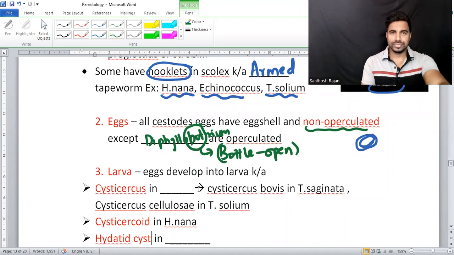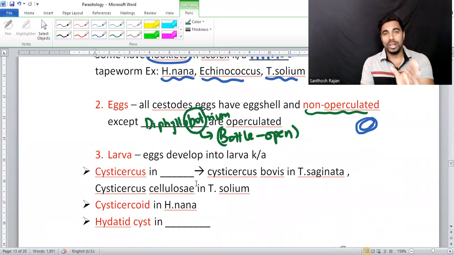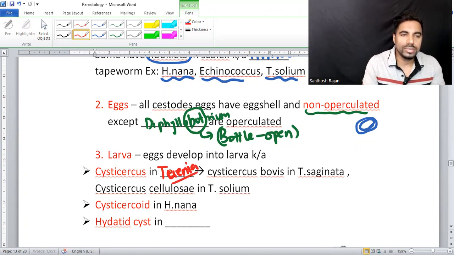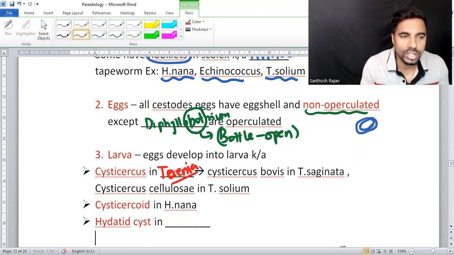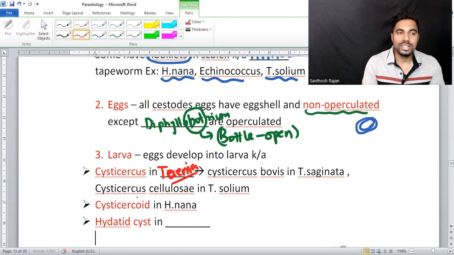Now the next one is larva. There are different types in cestodes, and the larva is called by different names, though mostly the same. Cysticercus is usually for Taenia. For all the Taenia species it is the cysticercus larva, but in H. nana it is cysticercoid. This cysticercus is called bovis in saginata because of cow.